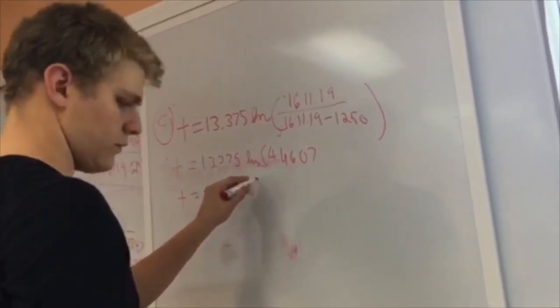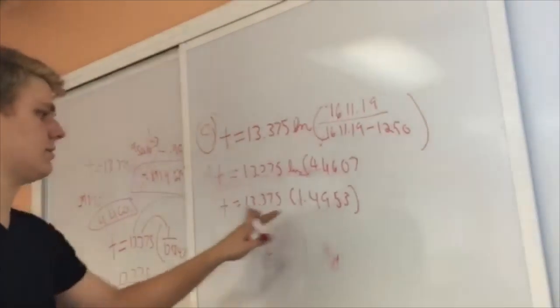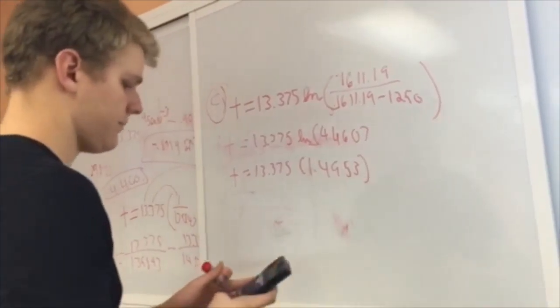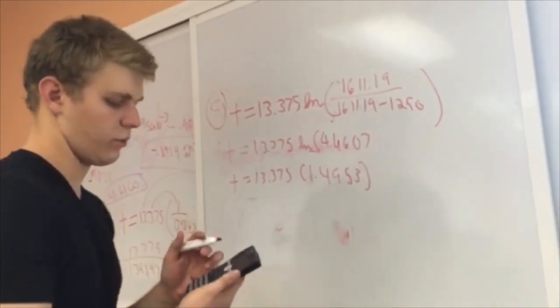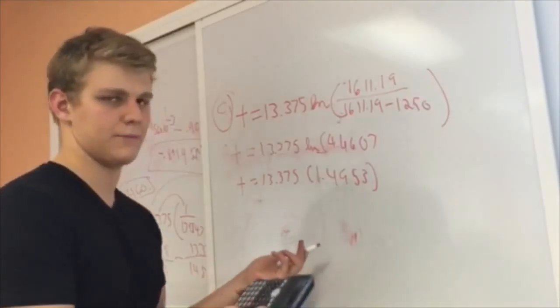The answer to this is 13.375 times 1.4953. After this simple multiplication, 13.375 times the answer is going to give you 19.999999996, which will round up to 20.